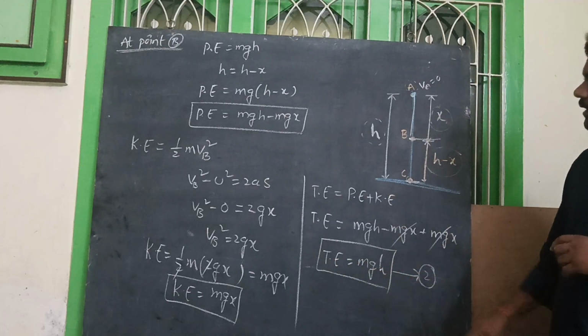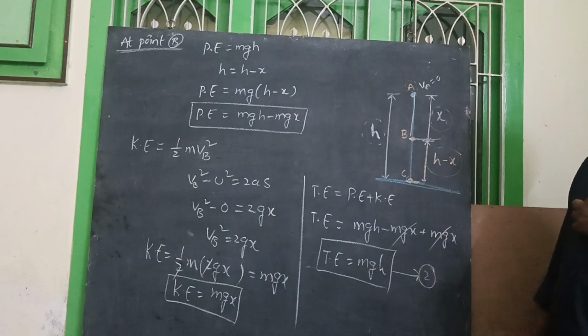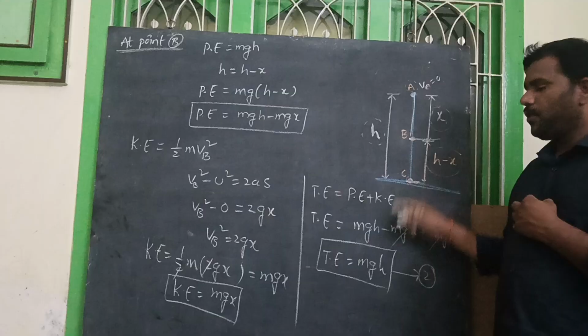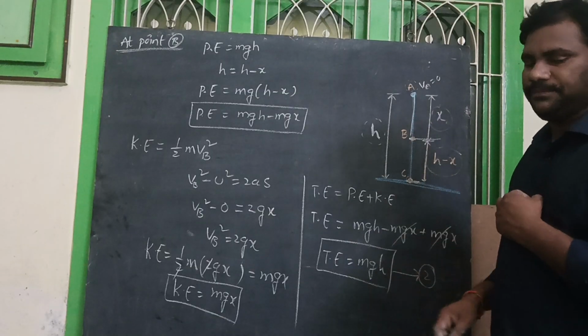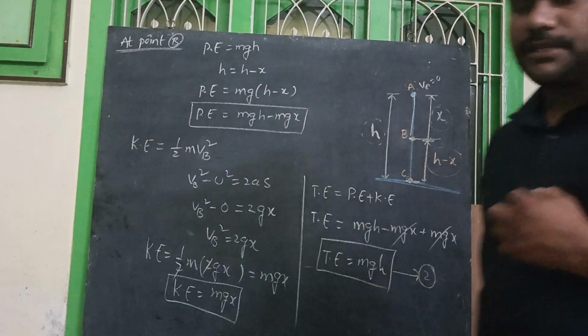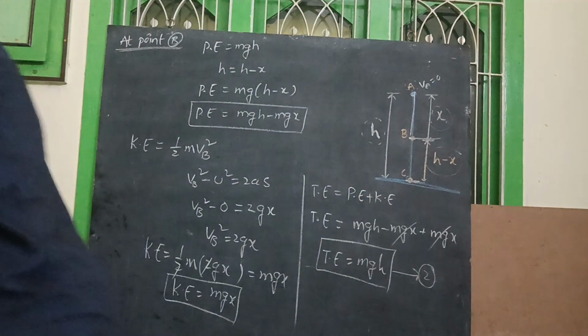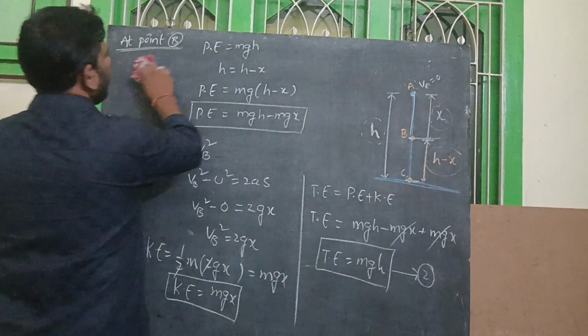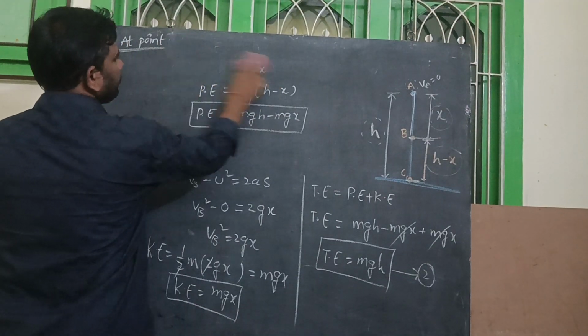So that is equation number 2. We already learned equation number 1 at point A and equation number 2 at point B. Let's take a screenshot. Okay. Next, at point C.